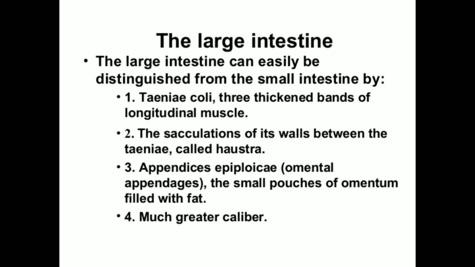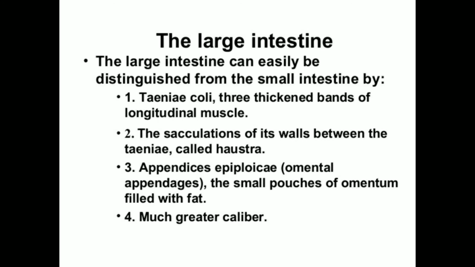Next, how do we differentiate the large intestine from the small intestine? There are some features by which you can distinguish the large intestine from the small intestine. First is the tinea coli, which are three thickened bands of longitudinal muscle. You see the longitudinal muscle which is thickened; in the large intestine, these are named tinea coli.